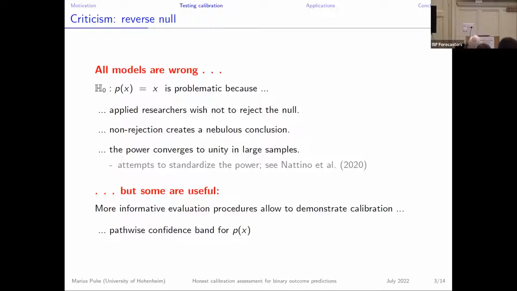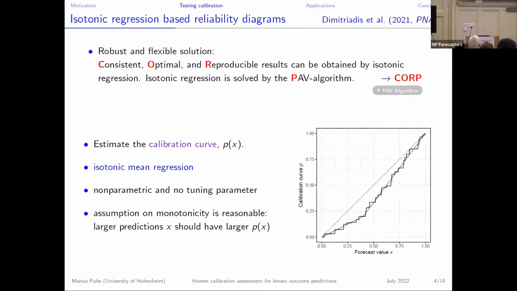So instead of finding the perfect model, we should try to find a useful model. And this is what we try to do by proposing a confidence band for that calibration curve, that function p of x. What would be quite neutral is one can try to come up with an estimate for this calibration curve that is stable. And then one can try to center and calibrate a confidence band around that estimate. And the most neutral estimate for such a calibration curve would be isotonic regression.